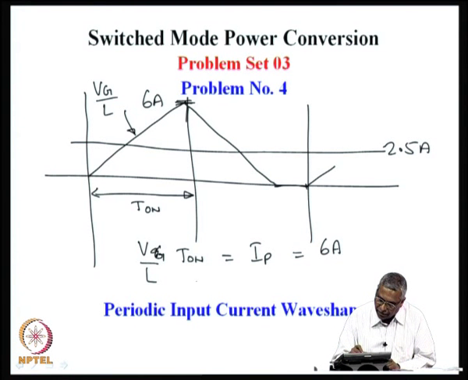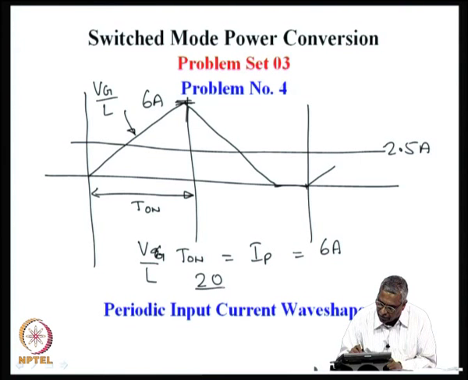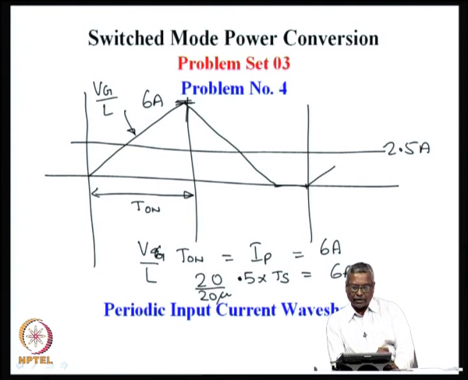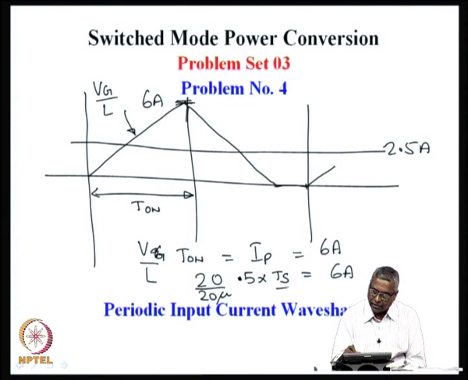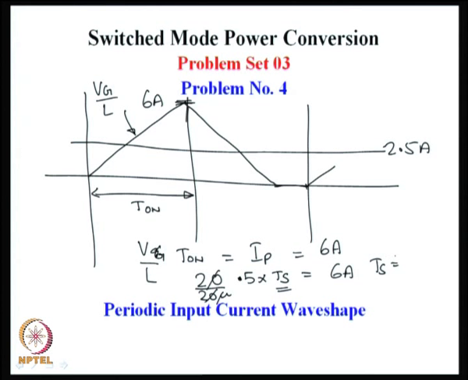And this can be written as 20, the voltage in this particular example is 20 volts, divided by 20 microhenry, the inductor is 20 microhenry, into T on, which is 0.5 into Ts. This is equal to 6 amperes. So, here all quantities are known to us, and the only unknown quantity is Ts. Taking Ts to the other side, 20, 20, so Ts is 6 by 0.5, 12 microsecond.